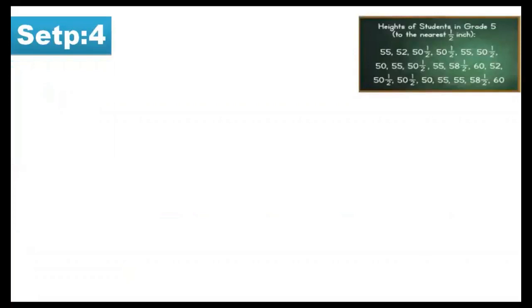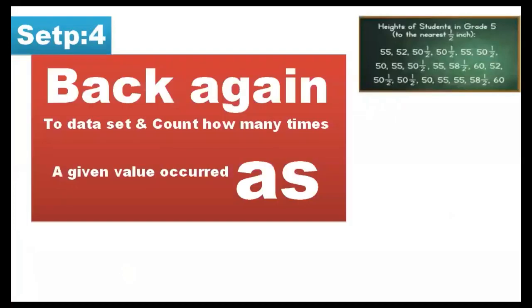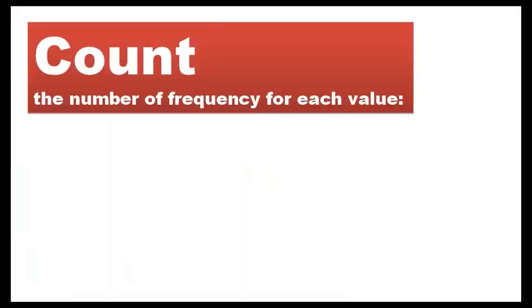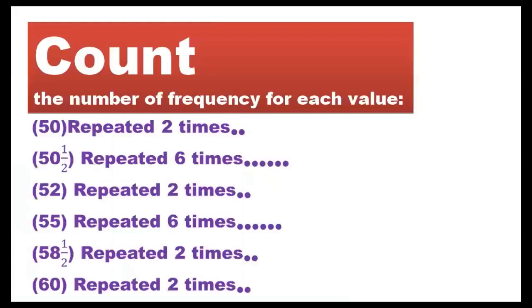Again, go back to the data set and count how many times a given value occurred, as you will see in the following slide. So, for example, here is 55. How many times is it repeated in the whole data set? Let's see. Count the number of frequency for each value. For example, 50 repeated 2 times, 50.5 repeated 6 times, 52 repeated 2 times, 55 repeated 6 times, 58.5 repeated 2 times, and 60 repeated 2 times.